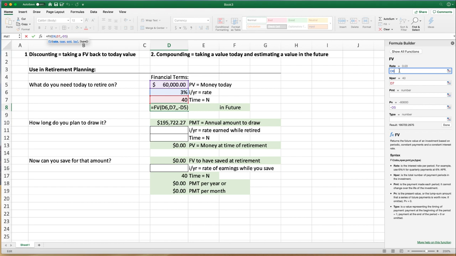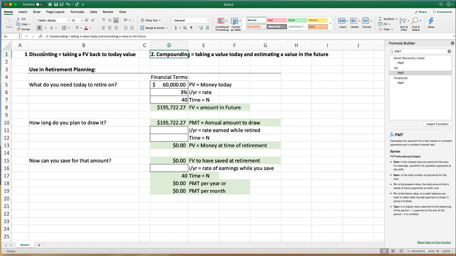What I did was I plugged in the rate of 0.03. I used the cell for time of 40. And then on present value, I put a negative in front of that. That way my answer is going to be positive. Time value of money is always comparing compounding, discounting, and it's using a plus and minus to get the answer here in the middle. So I usually put a negative on these values so that I can get my answer to be in a positive term.